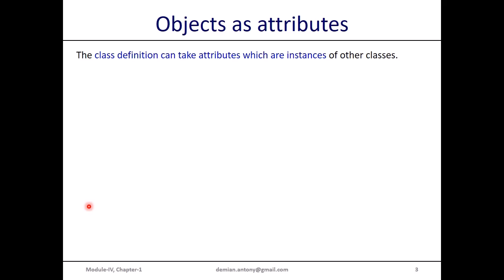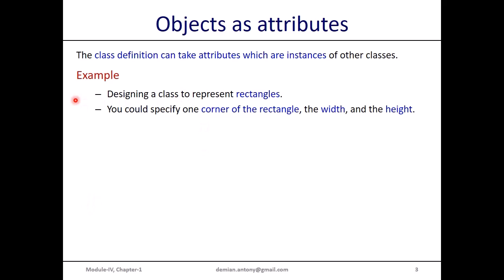The class definition can take attributes which are the instances of other classes. It means that we can have an object as an attribute within another class definition. To illustrate this, let us take up the example of creating the rectangle object. We can design a class to represent the rectangle like this.